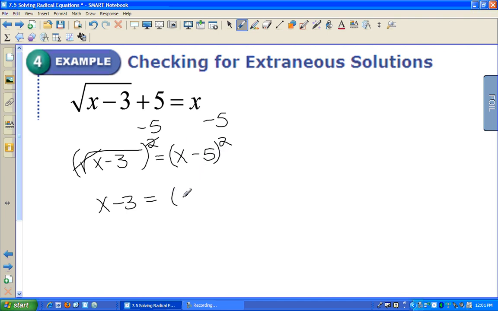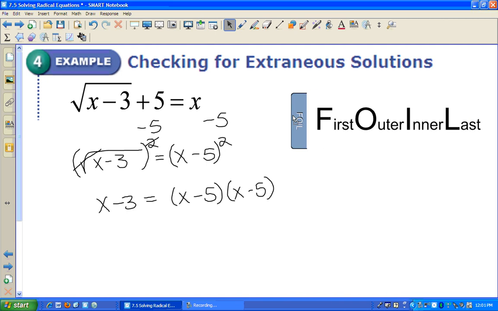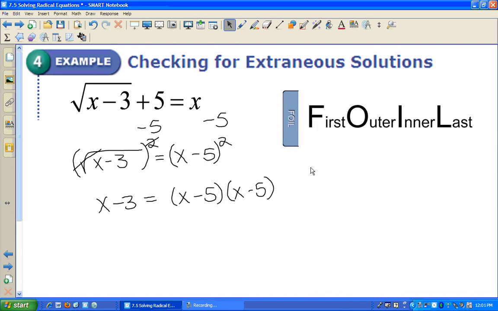I'm going to rewrite x minus 5 squared as x minus 5 times x minus 5. A lot of times we make a simple mistake of saying x squared minus 25, where we squared the x and we squared the 5. This is incorrect. Make sure we don't do that. At this point, I'm going to FOIL this side. Let's remember what FOIL is. FOIL is multiplying the first, outer, inner, and last.